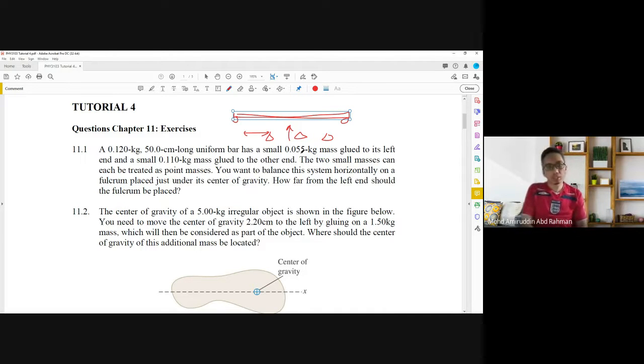So the equation is x times the mass. So this line is 50 cm. So at the middle is 0.25 meter. Okay, it's 0.25.